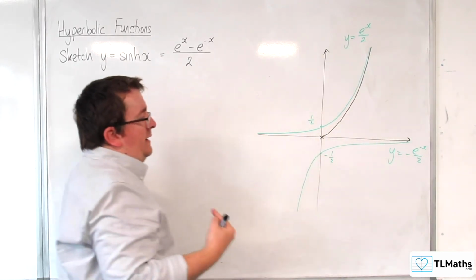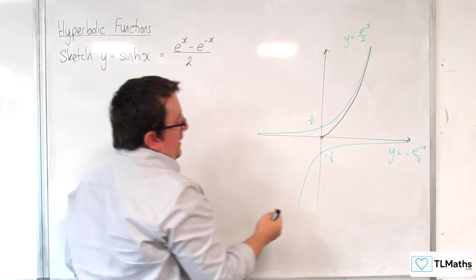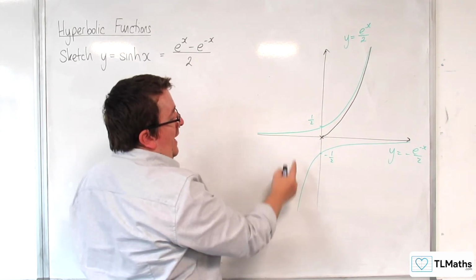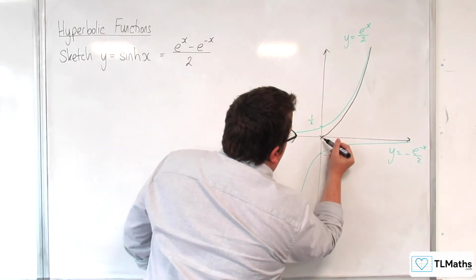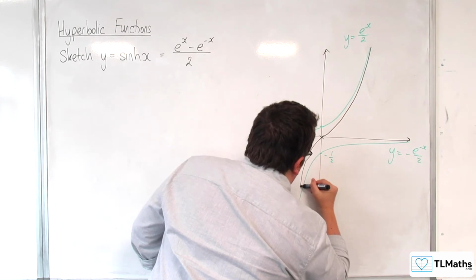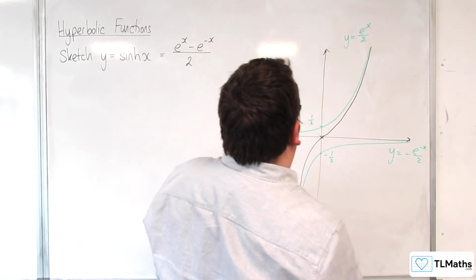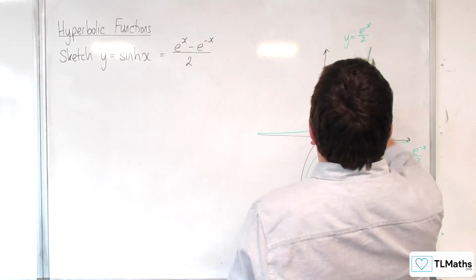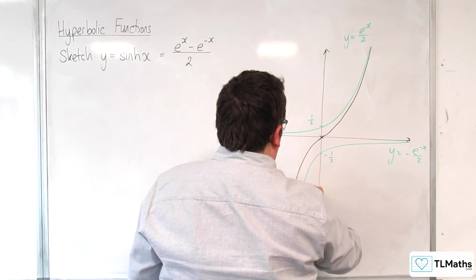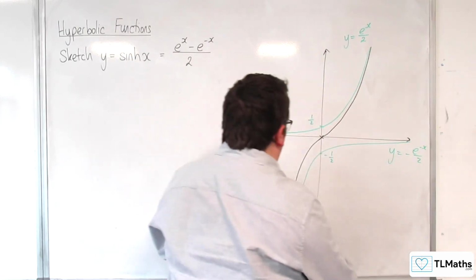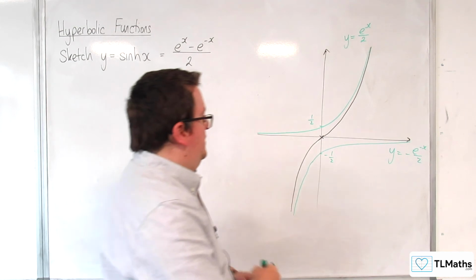As x increases in the negative direction, this one overpowers this one. We're going to have values that are getting increasingly negative, and I'm adding on smaller and smaller positive values. So it'll get as close to this curve as you like, but never quite reach it. And so this is what sinh looks like. It's a bit more symmetric, I would have said. Let's have the green curve coming out a little bit more. Like that. Something like that. Okay?